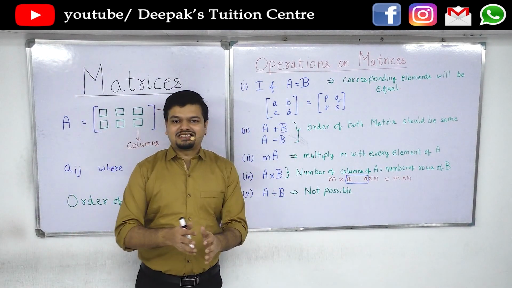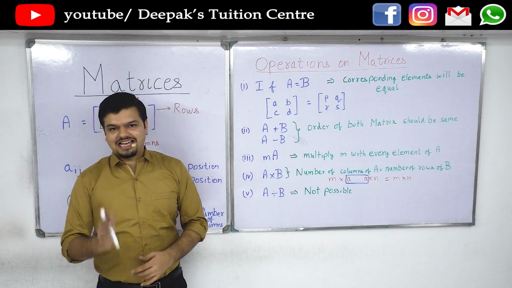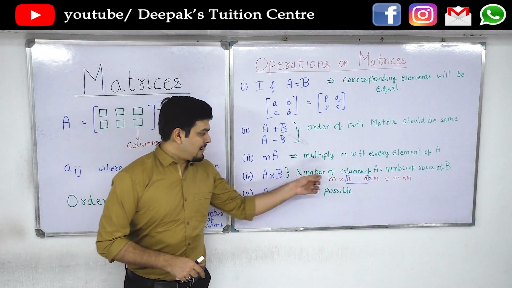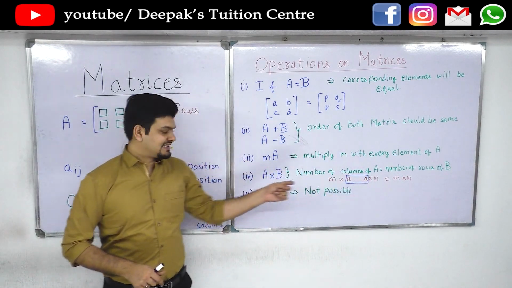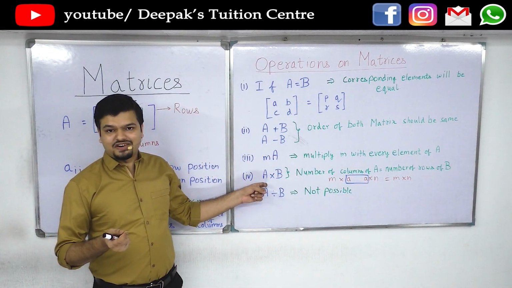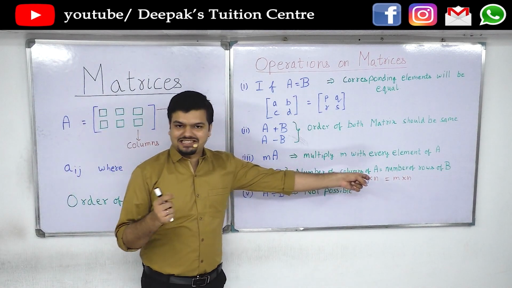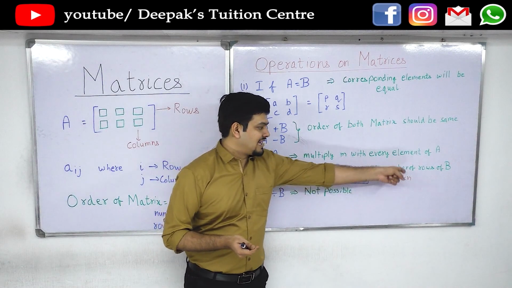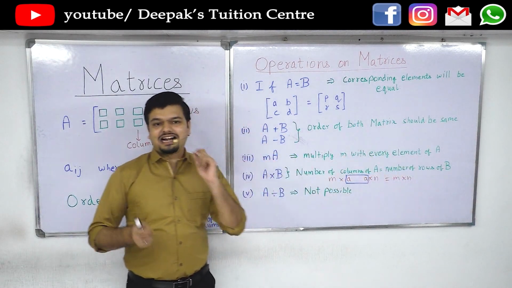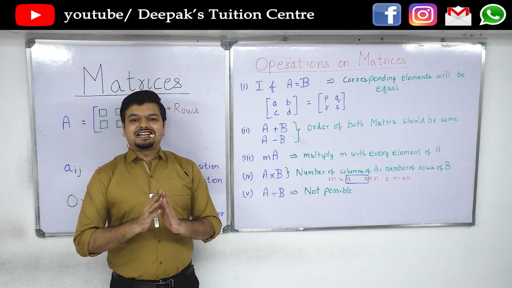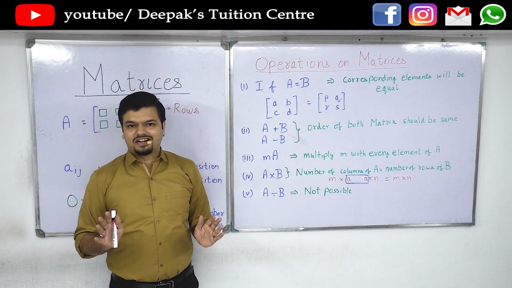Can two matrices be multiplied with each other? Yes. Are there certain conditions? Yes, obviously. The number of columns of the first matrix, here represented by the letter A, should be equal to the number of rows of the second matrix, that is B. Then only you can multiply two matrices, else it is not allowed.